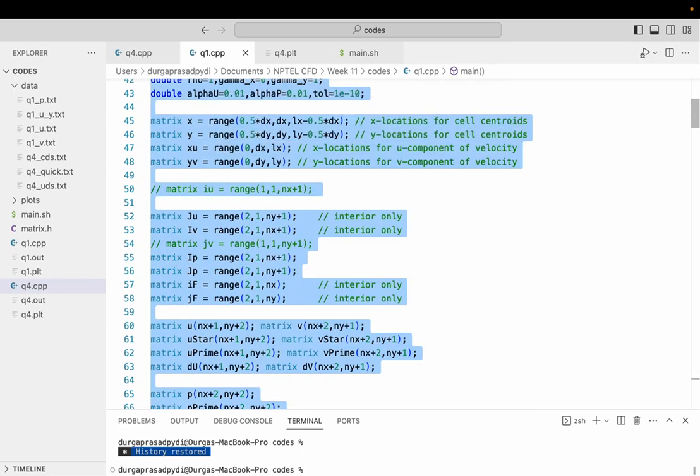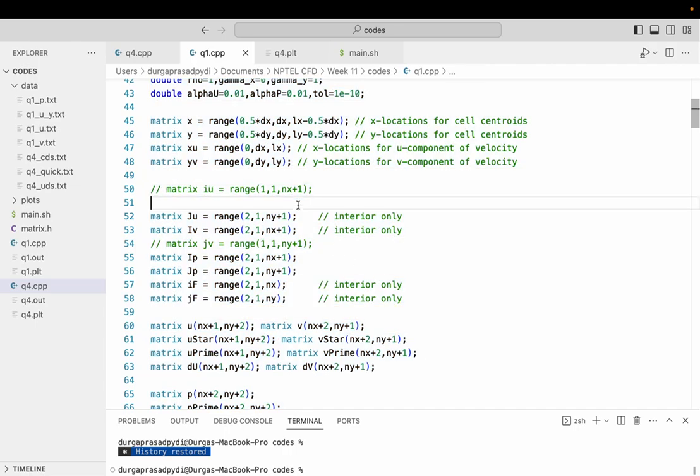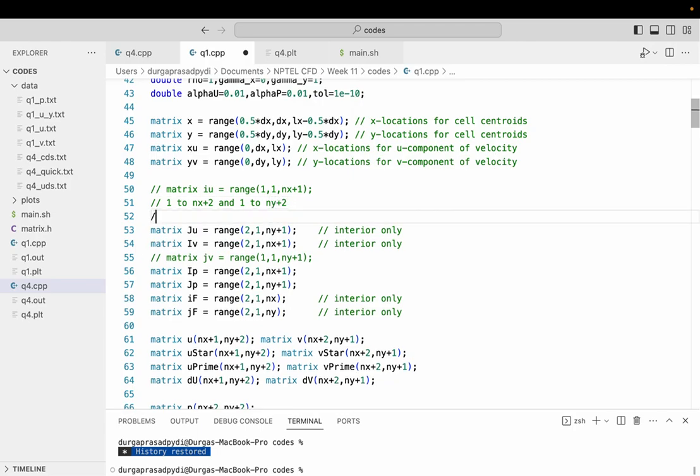Okay. So basically, if your indices range from 1 to nx plus 2 and 1 to ny plus 2, your interior cells will only be between 2 to nx plus 1 and 2 to ny plus 1. So I'm just storing these matrices J, U and IV basically only for the interior cells so that I can access them easily. And these are the only cells that you will be solving your equations for.